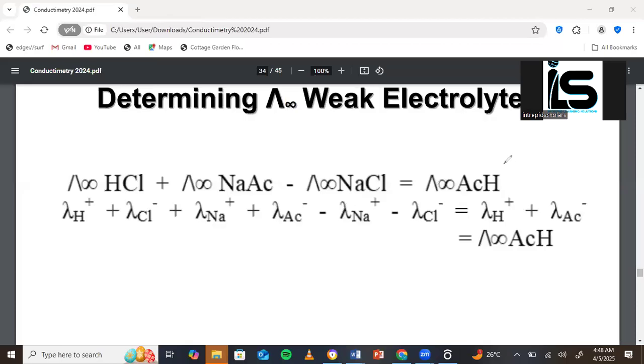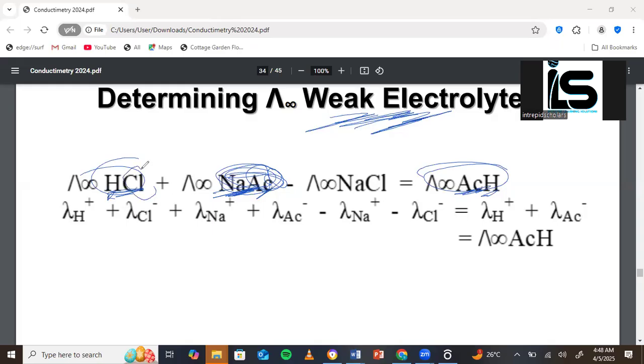And so this is a very simple example. We want to determine the equivalent conductance at infinity for acetic acid. But in this particular case, we have been given HCl and sodium acetate, right? Now, when you add the HCl and sodium acetate, you realize that you need the acetate from the sodium acetate here. You need the H from the HCl here, but you don't need the chlorine here and the sodium here because they're not part of this compound.